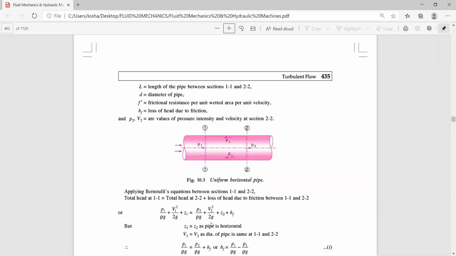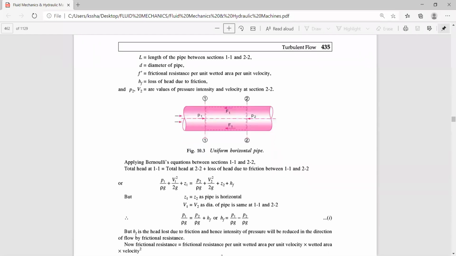Now your Bernoulli's equation is changed to P1 by rho g equal to P2 by rho g plus HF. This V1 square by 2g and V2 square by 2g get cancelled. This Z1 and Z2 get cancelled. So what will be your equation? P1 by rho g is equal to P2 by rho g plus HF, or HF is equal to P1 by rho g minus P2 by rho g. This is your equation 1. Loss of head due to friction HF is given by P1 by rho g minus P2 by rho g.